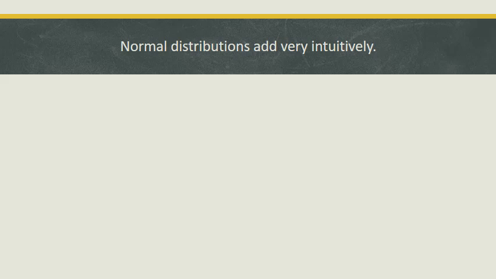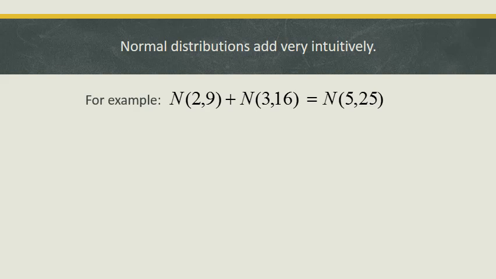Here's how they add together. Let's say I have a normal distribution with a mean of 2 and a variance of 9, and another one that has a mean of 3 and a variance of 16. Then the distribution of their sum is normal, and you just add the two means and variances together. It's that simple. Just keep in mind that we can add the variances but not the SDs.